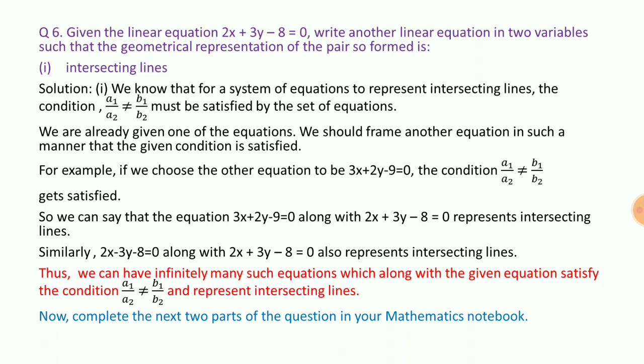We can thus have infinitely many such equations which will satisfy the condition that A1 upon A2 is not equal to B1 upon B2. So, you can find out as many equations as you want of your choice. Second and the third part for this question you will be doing on your own. The seventh question is just similar to what you had done earlier.